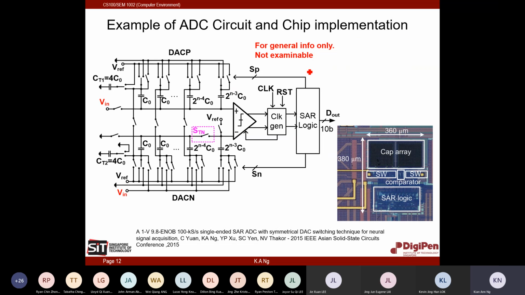So how does the A to D converter circuit look like? This one was designed by me and my colleague when we were in NUS, and I just want to share it with you. Actually, A to D converters are just a series of switches. Remember, you touched the switch in lab number 1? You press a switch and the LED lights up. Same concept, but these switches are implemented by transistors.